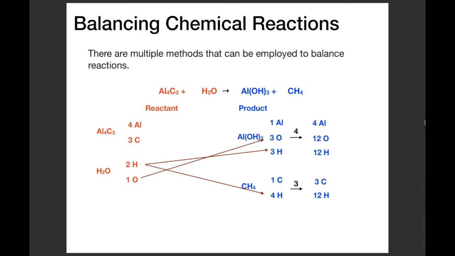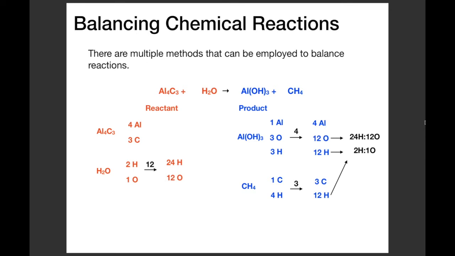We're now going to go through and balance the hydrogens and oxygens, which are derived from the water. If we look at the total number of hydrogens and oxygens, we find that we have 24 hydrogens, 12 from the aluminum hydroxide and 12 from the methane, and 12 oxygens, all coming from the aluminum hydroxide. 24 to 12 is a 2 to 1 ratio. Water also has a 2 to 1 ratio. If we multiply the number of water molecules by 12, we now have 24 hydrogens and 12 oxygens.